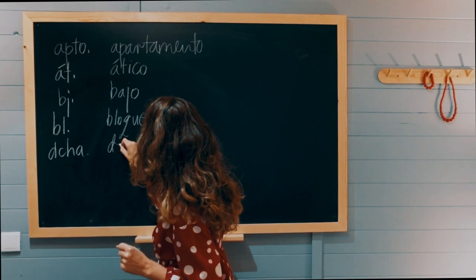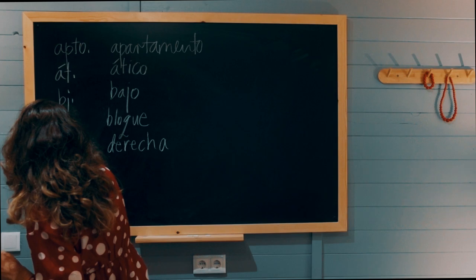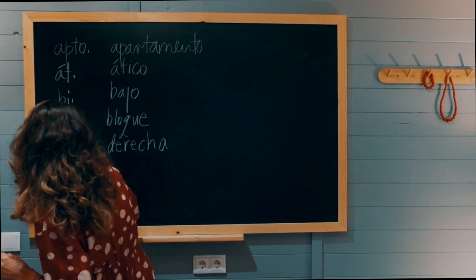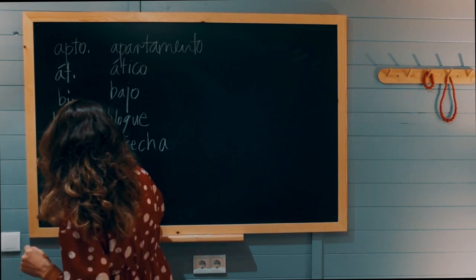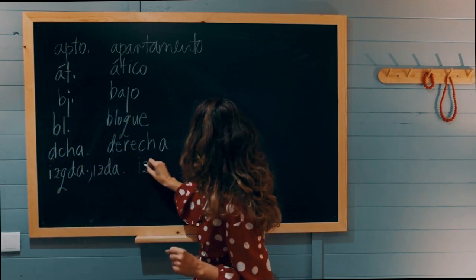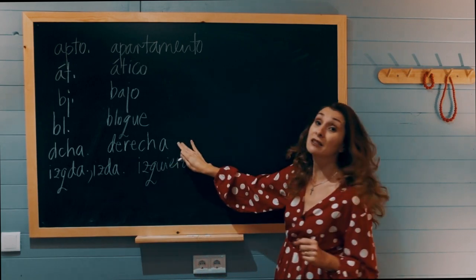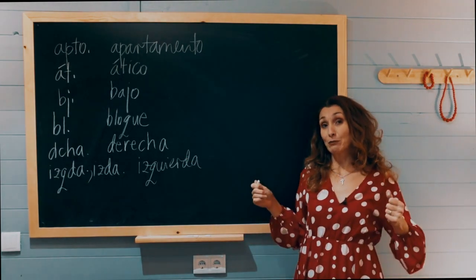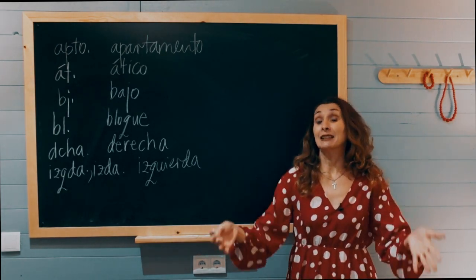DCHA stands for derecha, and my neighbor's address was identical to mine. We were both on the same floor, but it had this at the end, and this stands for izquierda. Derecha is right, on the right, and izquierda is on the left. What does that mean? In our case, left and right was as you stepped out of the lift.